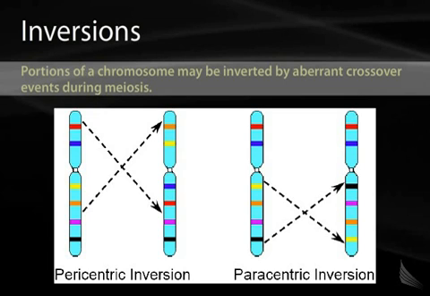So you see on the left, we have a pericentric inversion where the top part of that chromosome gets flipped around, and since it involves the centromere, we call it pericentric. On the right-hand side, we have a paracentric inversion where it's just Q arms, and when the Q arms flip, instead of having the order yellow, orange, purple, black, you have the order black, purple, orange, yellow. That's an inversion.